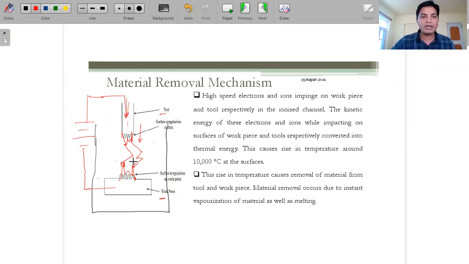Now, how this spark is generated is the main important thing. The tool is connected to the cathode side, and we are keeping the workpiece on the anode side. Anode means positive, which will generate the positive ions, and the cathode will generate the negative ions.